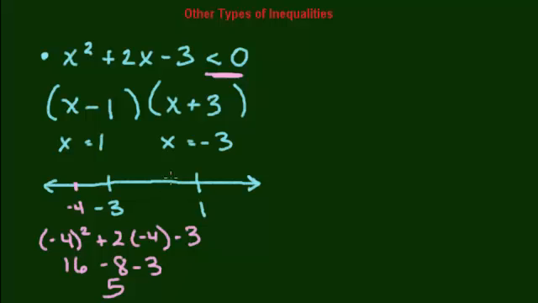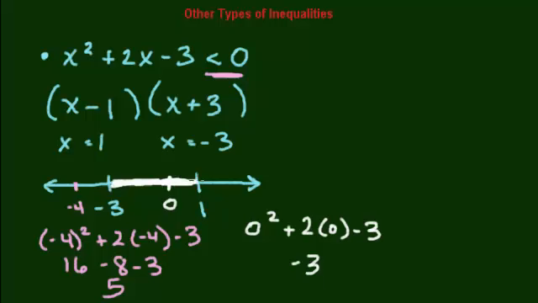Next point I'll test is one that's in the middle here. How about, say, 0? So I'm going to do 0 squared plus 2 times 0 minus 3. And I'm going to see is that greater than or less than 0. So I have 0 minus 3, which is negative 3. Negative 3 is less than 0, so this particular section is a go. He's a winner. So I'll shade him in.